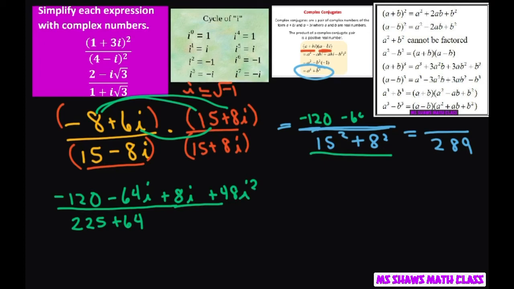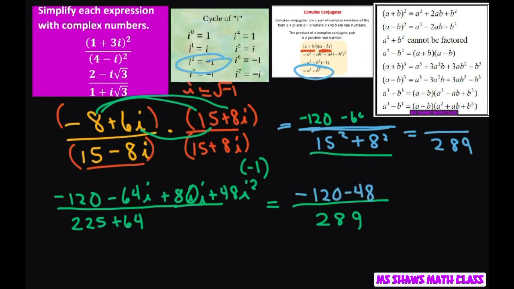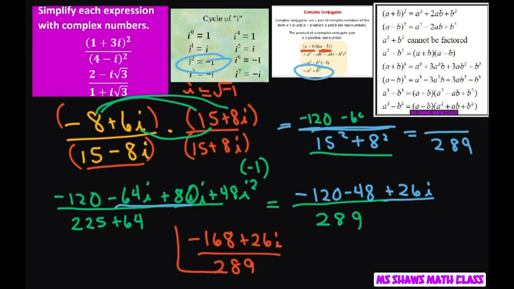Now i squared is negative 1, so basically this is 80i, sorry. We have 289, and this is going to be negative 1, this i squared, for substitution purposes. So that's going to give you negative 120 minus 48. And this part here is going to give you a 16i. So your final answer is going to be negative 168 plus 16i divided by 289. And that's it for that problem.